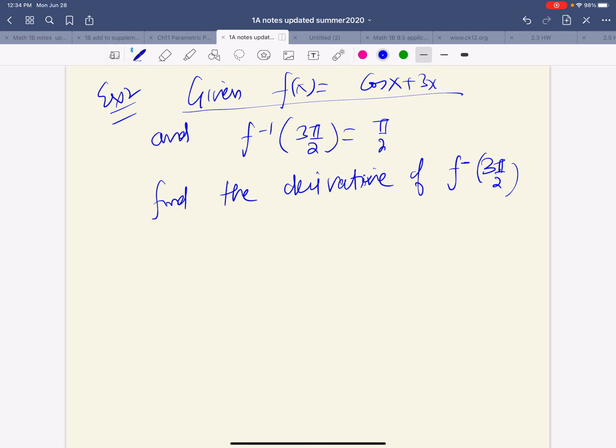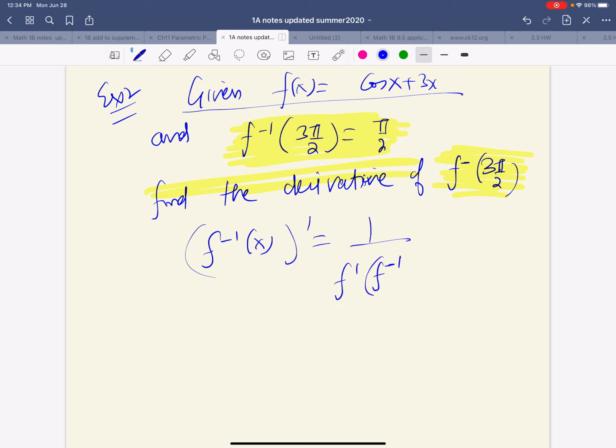Given that f of x is equal to cos x plus 3x, and f inverse of 3 pi over 2 is equal to pi over 2. We're also given this information: f inverse of 3 pi over 2 is equal to pi over 2. We need to find the derivative of f inverse at 3 pi over 2. So using the theorem, now we're not calling them f and g, we're calling them f of x and f inverse of x. So the derivative of f inverse of x is 1 over f prime of f inverse of x.